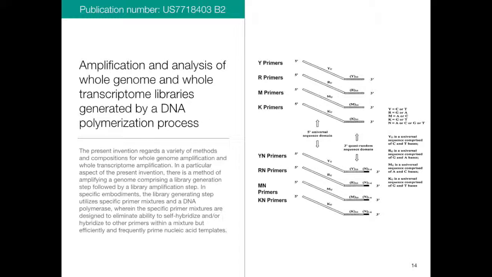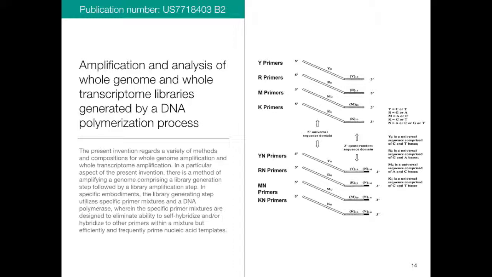Number 13. Amplification and analysis of whole genome and whole transcriptome libraries generated by a DNA polymerization process. The present invention regards a variety of methods and compositions for whole genome amplification and whole transcriptome amplification. In a particular aspect of the present invention, there is a method of amplifying a genome comprising a library generation step followed by a library amplification step.